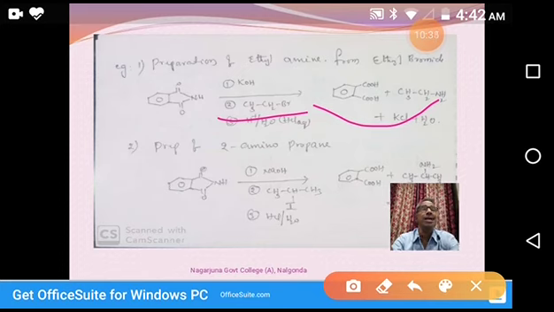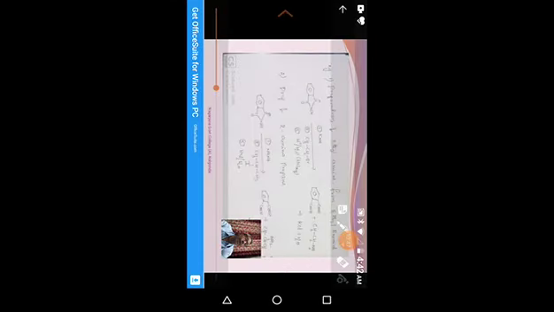In the second example, we see this is a phthalimide. We are taking 2-iodopropane, an alkyl iodide. So with this 2-iodopropane, what are we getting?